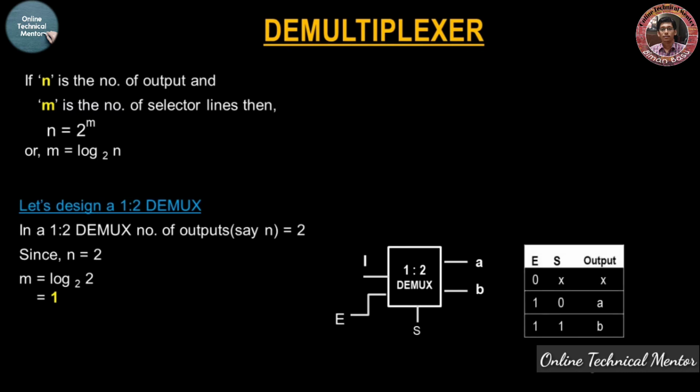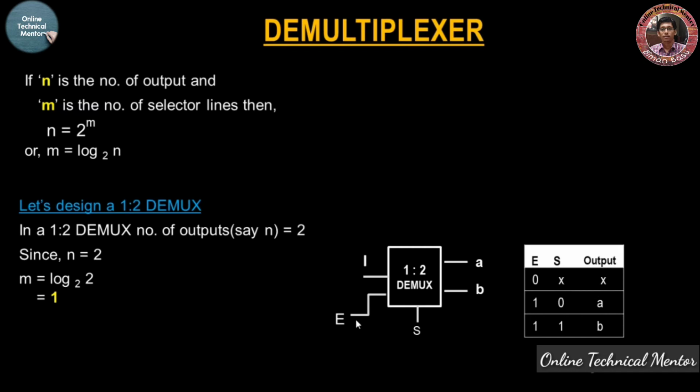And this is the truth table of the 1:2 demultiplexer. When E is 0, whatever may be the value of the selector line, you will get nothing in the output. So that's why I have written a cross under S and the output as X. That means whatever may be your S input, you will not get any output.